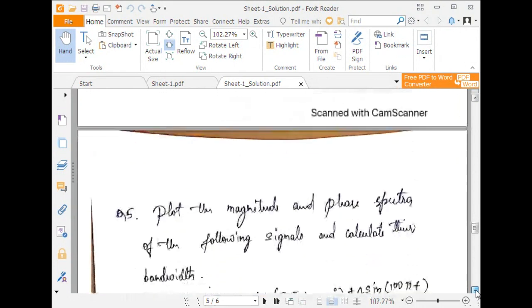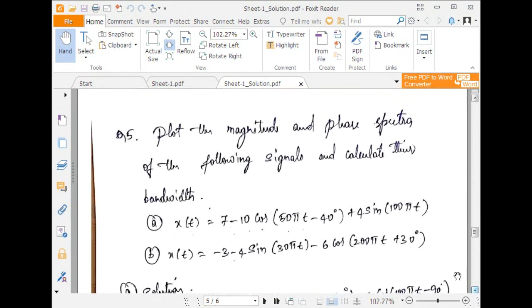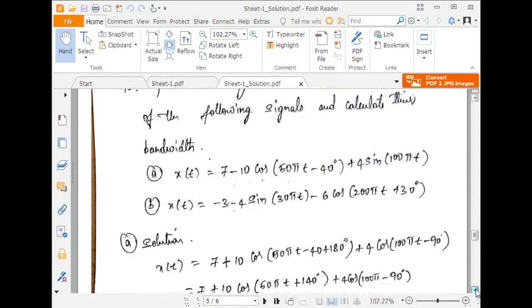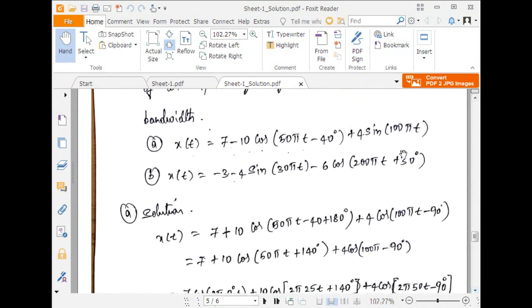Go to the fifth question. Plot the magnitude and phase spectra of the following signals and calculate their bandwidth. These are the two signals. First signal I am taking, first question, part A.